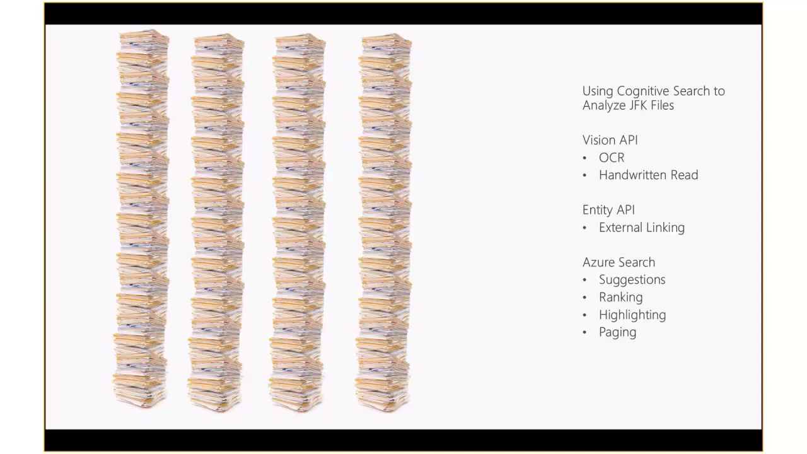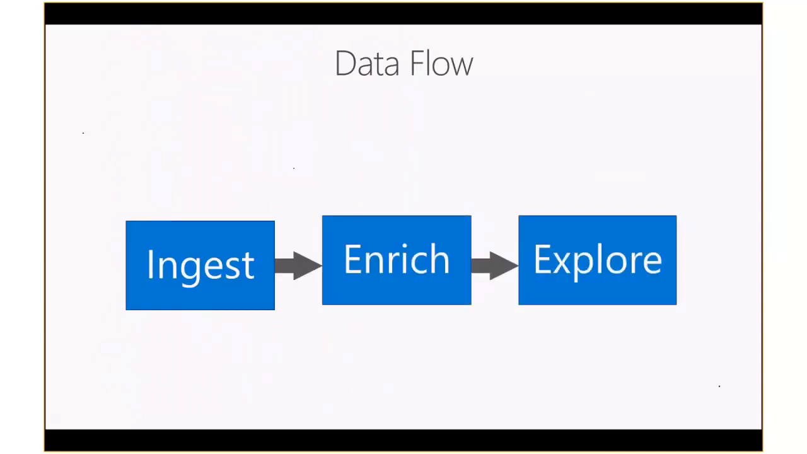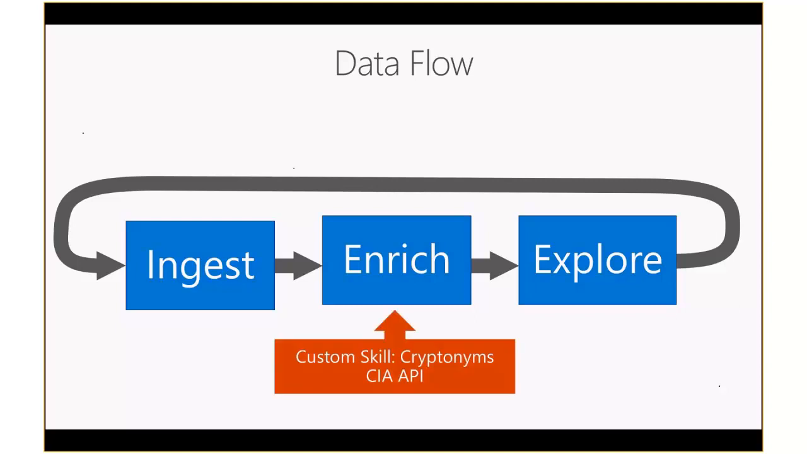Now let's see the architecture of the solution. Here's the data flow, a constant process of ingestion, enrichment, and exploration of existing and to-be-released data. Explorations may identify new documents and enrichments required. We are also using a CIA API named cryptonyms. It returns information about names, codes, organizations, and so on.